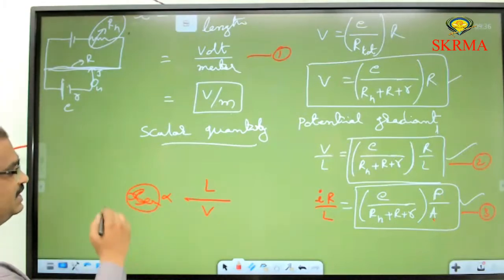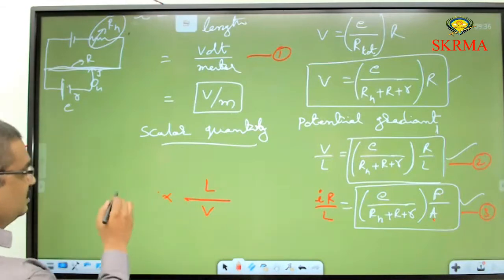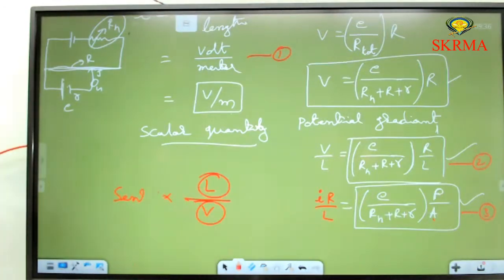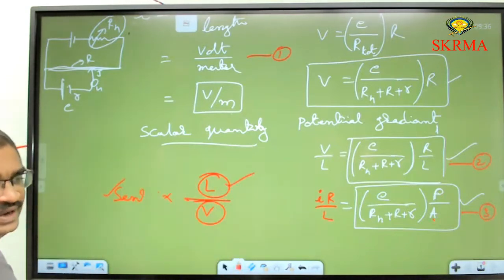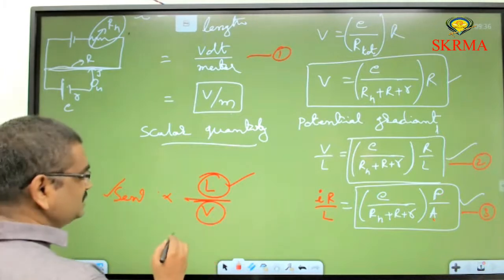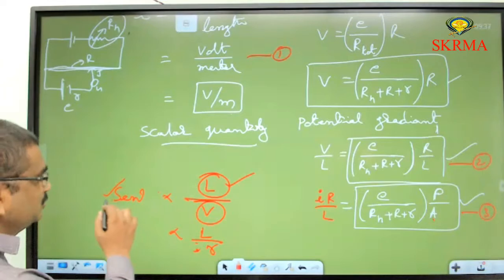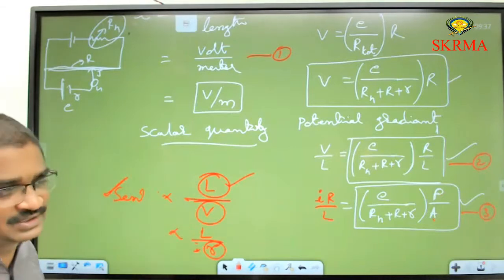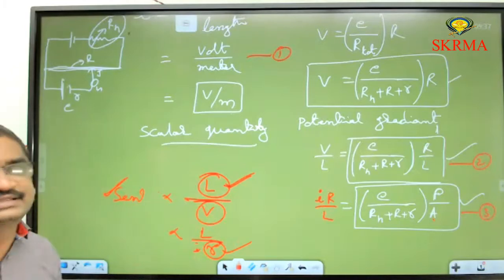That means sensitivity is directly proportional to length and inversely proportional to voltage. To increase sensitivity, we need to increase the length of the potentiometer wire, and V is nothing but I into R. So to increase sensitivity, we need to decrease the internal resistance or rheostat resistance R. So these are the factors: increase the length and decrease the resistance.